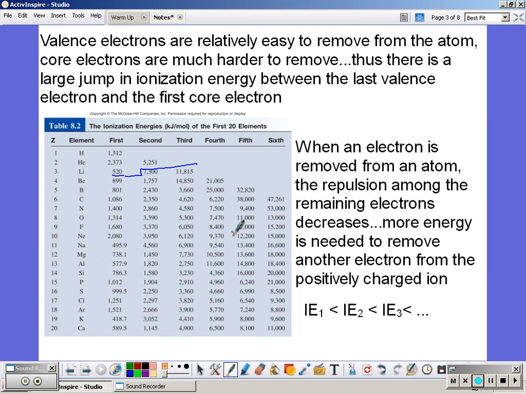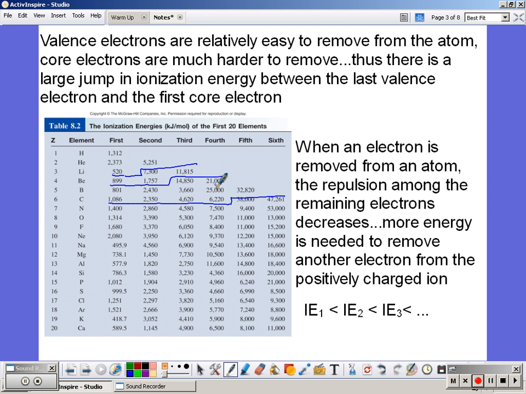For beryllium, the largest jump happens between the second and third ionization energies. So that tells me there are 2 valence electrons and 2 core electrons. If we jump down to carbon, the largest jump occurs between 4 and 5. So there are 4 valence electrons, and then the 5th and 6th electrons would be core electrons. So we can use this data, without knowing the element, to determine the number of valence electrons.